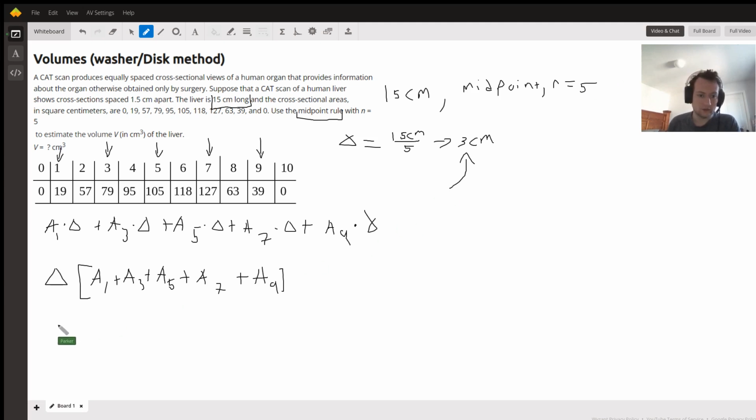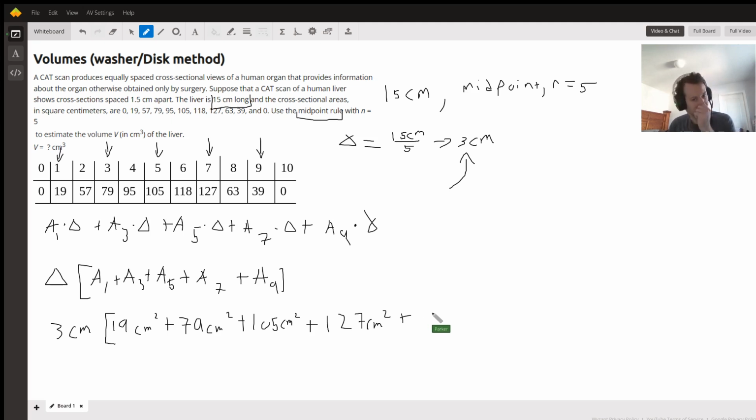All right, so this is 3 centimeters times 19 centimeters squared plus 79 centimeters squared plus 1. And I'm not going to do the algebra. That's not really the point of this. I'm certain that if you're in calculus, you could just put this in a calculator. And I would really hope your teacher let you use a calculator for a question like this. This would be terrifying. It would just be very prone to mistakes.